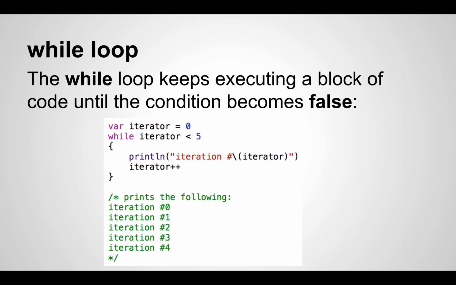So what's going on here? As long as the iterator value is less than 5, this piece of code is going to execute. Now we know that this is only going to execute 5 times because it goes from 0, then iterator increases to 1, then to 2, then to 3, then to 4, then to 5. And at 5, the condition is not met because the iterator would be equal to 5, not less than 5. So it will only print iteration 0, iteration 1, iteration 2, iteration 3, and iteration 4. Okay, and that's all you need to know.